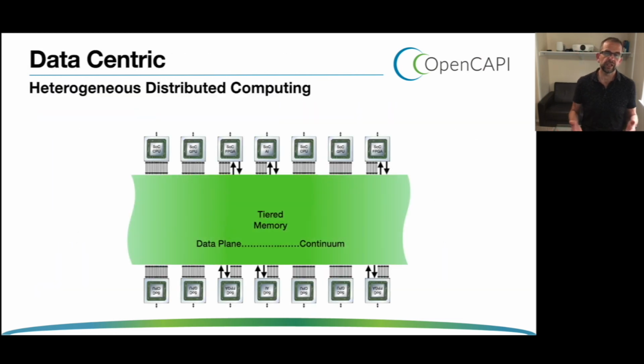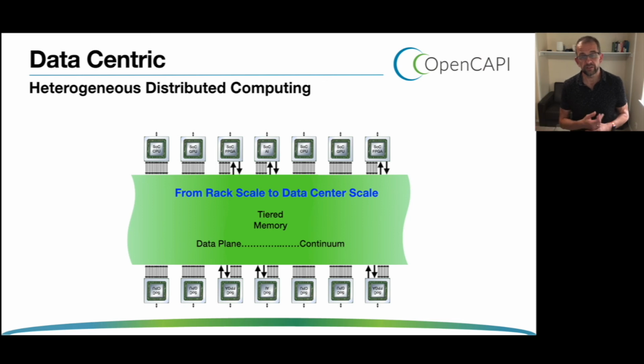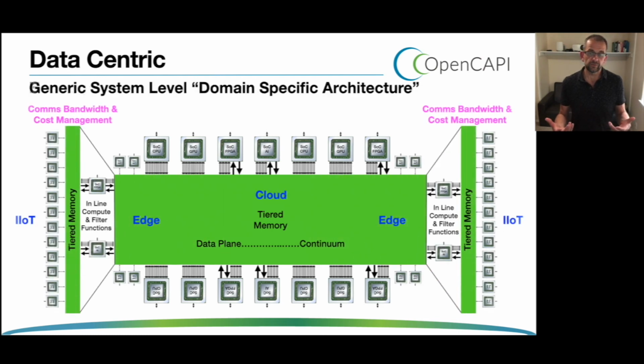So putting that all together, we end up with a distributed memory data plane and all the different processors attached to it. So really we've got a heterogeneous distributed computing going on here. And we can see this at the rack scale or all the way up to the data center scale, and it would look something like this. But we can now see that this is truly data-centric in our thinking of how to represent this. And increasingly, if we look at the buzzwords around, we've got the cloud, the edge, and the intelligent IoT, Internet of Things.